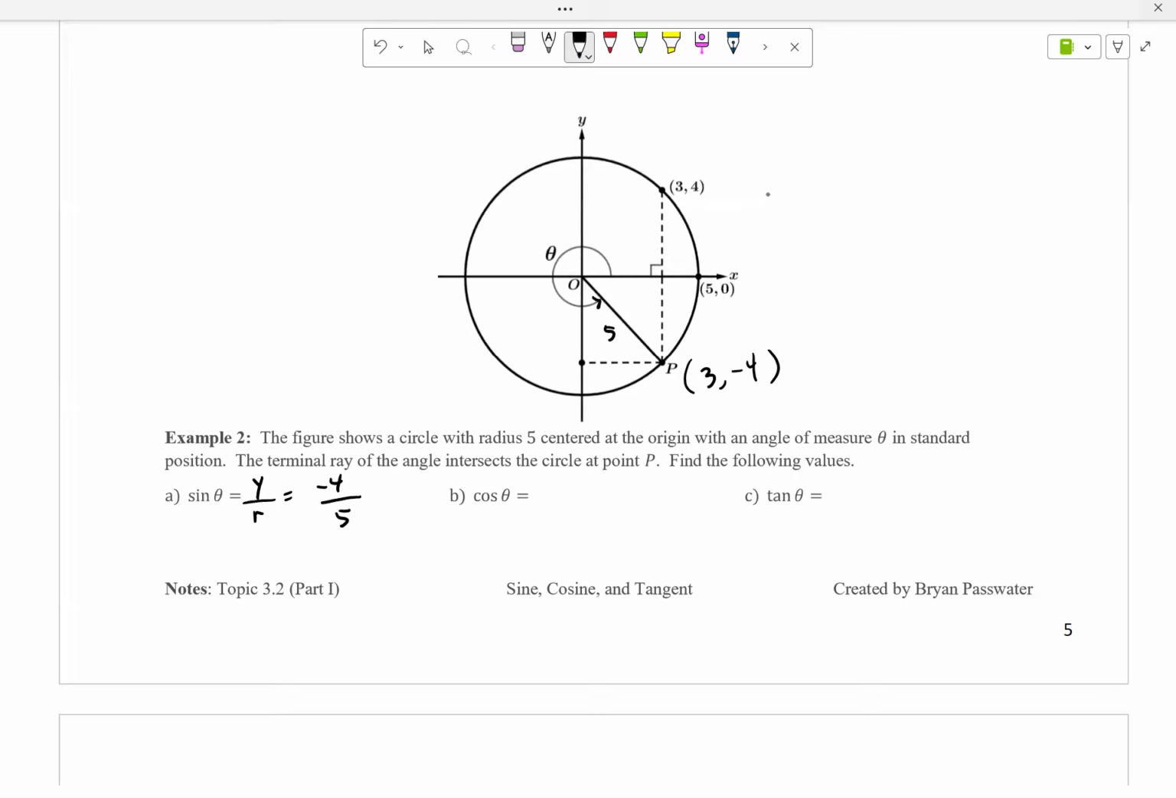Try cosine and tangent. Make sure your neighbor has it too. Wait, does it matter where the y is? Well, the y has to be from the angle that we're using, as long as we're in standard position.